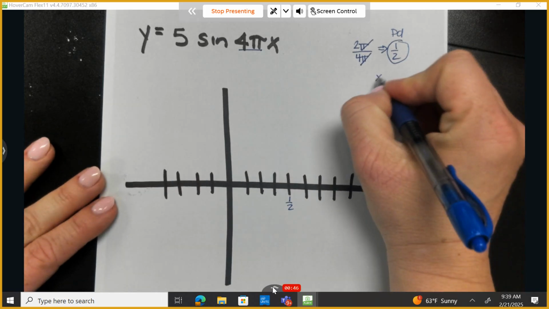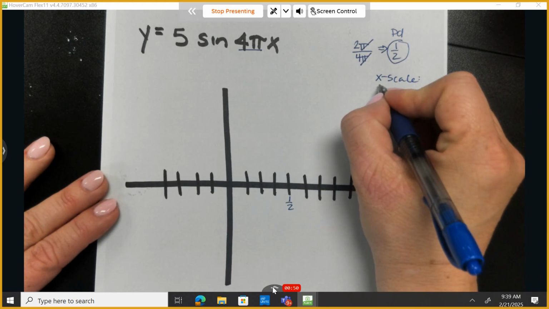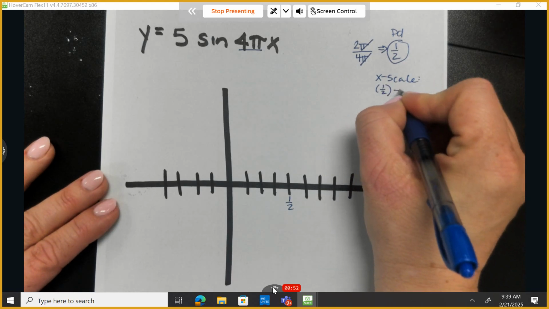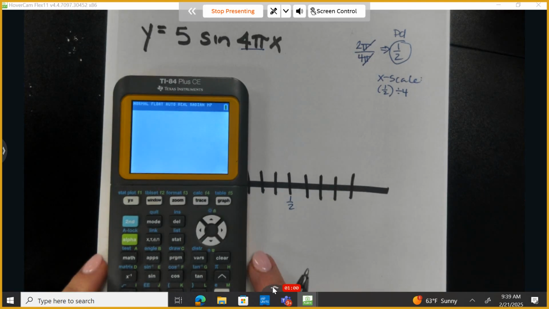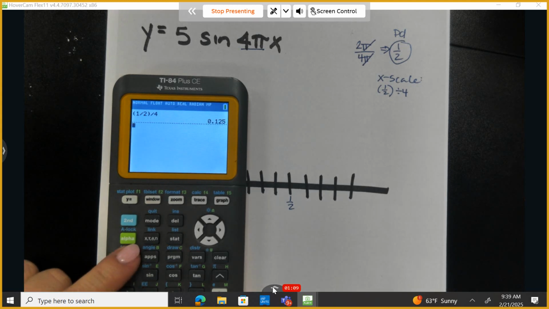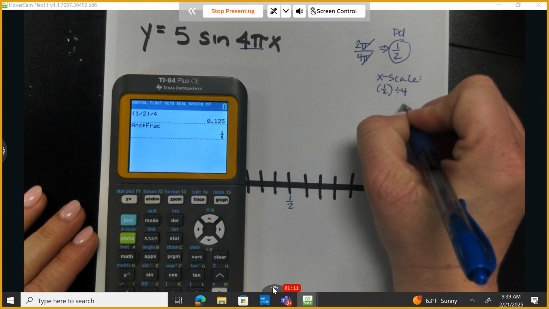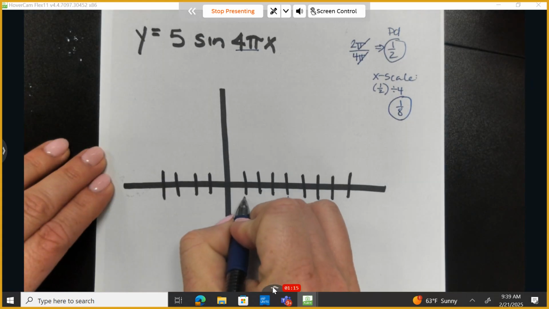The second thing I need to do is identify what the x scale is. To identify the x scale, I'm going to take 1/2 and I always divide it by 4. Now don't stress. You'll have a calculator available for you. If you're practicing at home, remember decimals can do and achieve the same thing. So I'm going to take 1/2, putting it in parentheses. I'm going to divide it by 4. If I get a decimal, I'm going to turn it back into a fraction. I did get a decimal. I'm going to turn it into a fraction. And I have an x scale of 1/8. What does that mean? It means that each one of these is 1/8.